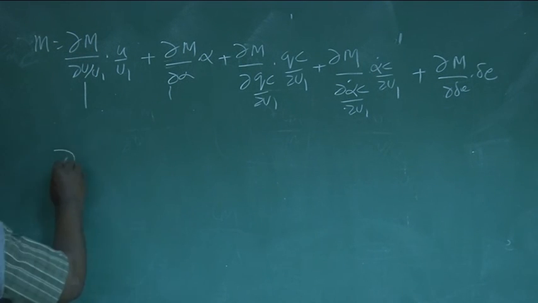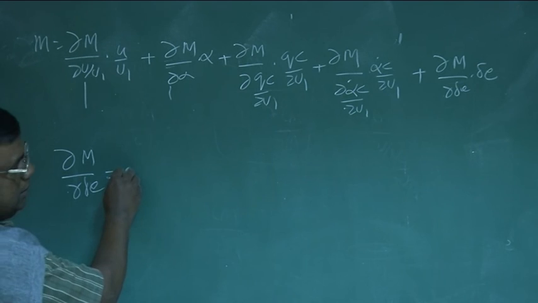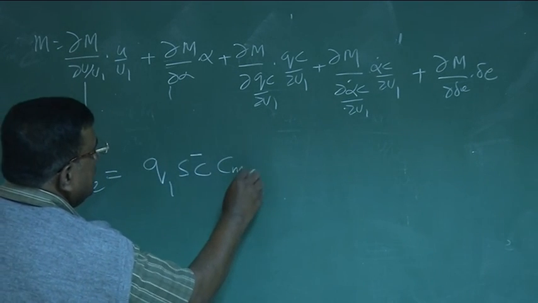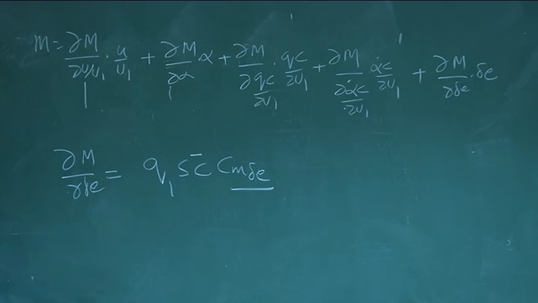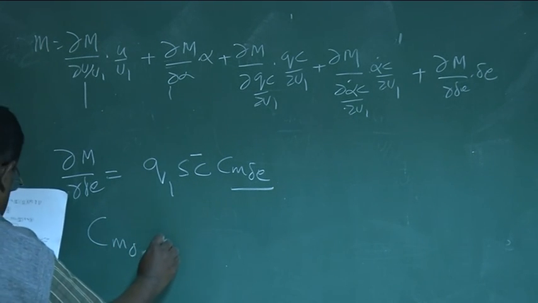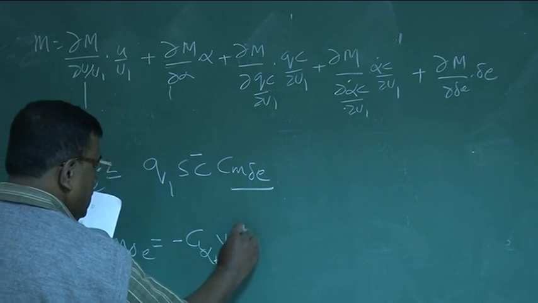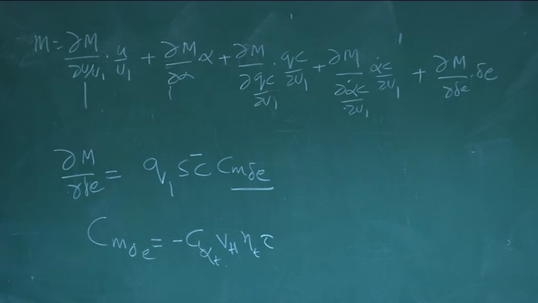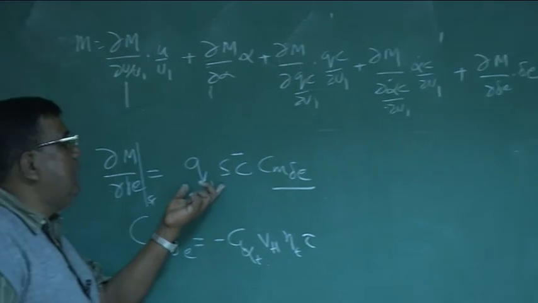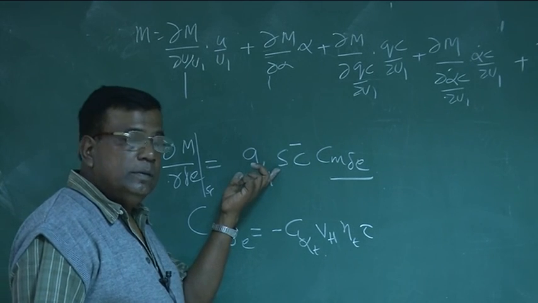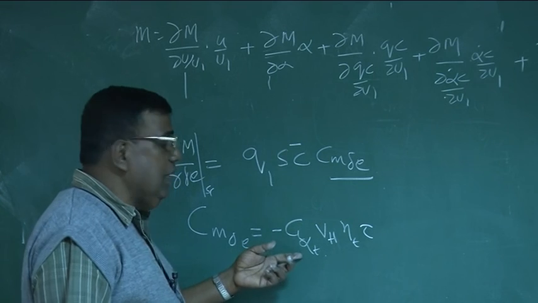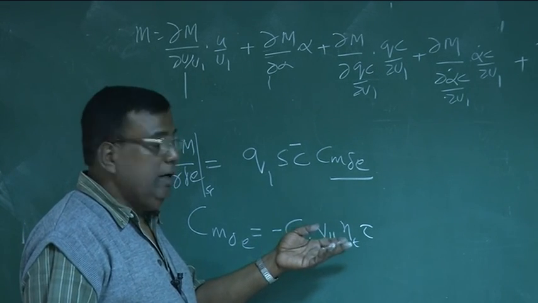For example, if I take dM/d delta e, which is nothing but q1 S c̄ Cm delta e, we know the expression of Cm delta e. You might have seen it in the initial lecture. Cm delta e is nothing but minus CL alpha tail into VH eta T into tau. So what is the message? Given the configuration of the airplane and given the flight regime, the altitude and the speed regime, I can easily find these derivatives, which are evaluated at steady state. What I need is the dynamic pressure at which the airplane is at trim. S and c̄ are from the aircraft. For Cm delta e, CL alpha tail I know, VH tail volume ratio I know, eta T maybe 0.91, and tau also I know.